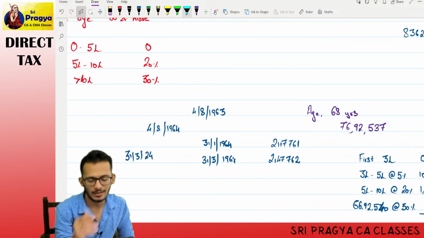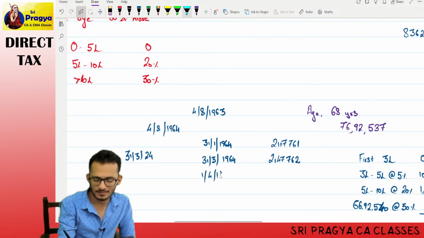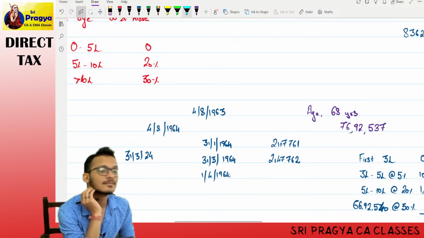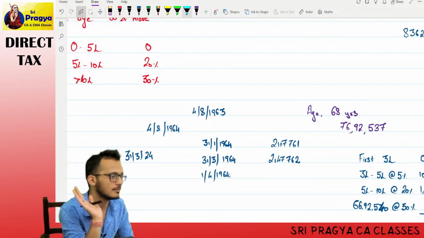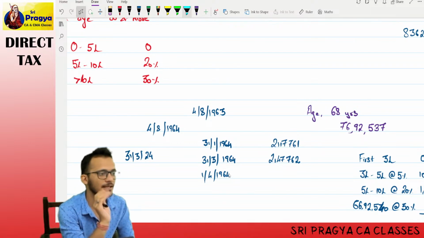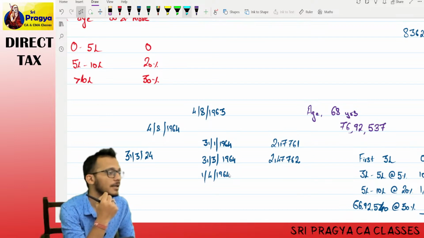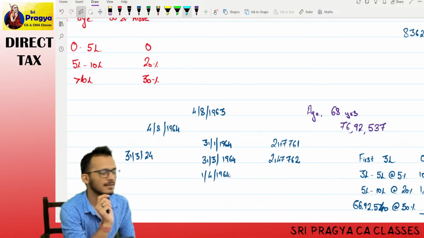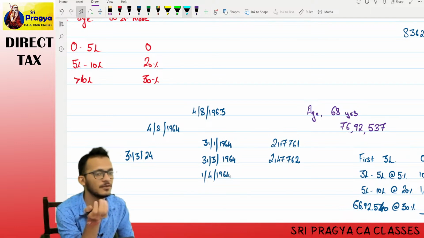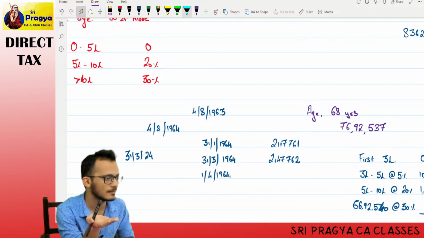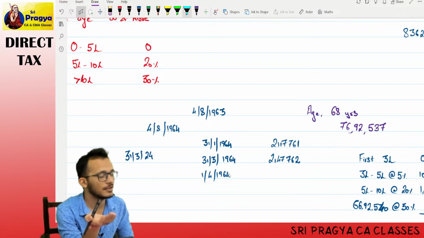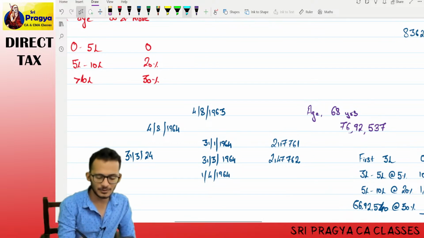Rahul, what if she is born on 1st April 1964? Which means the rate will become 2.5 lakhs. Correct? No, no. Ask yourself a question. On 1st April 1964, she was born. You are looking until 31st March 2024. On 31st March 2024, what is her age?